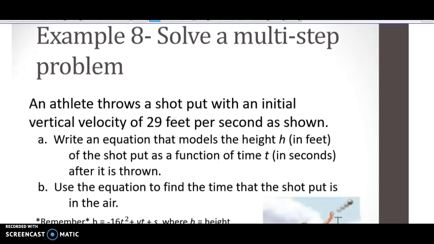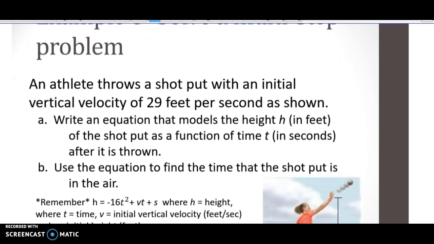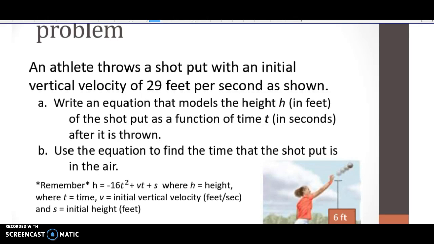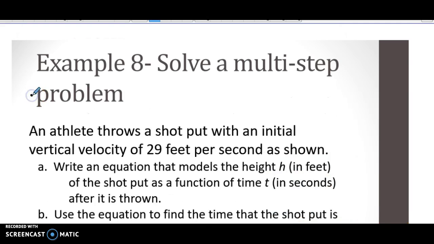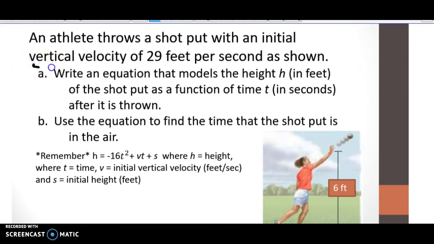And finally, if we have a multi-step problem, you've seen this equation before. We've looked at initial velocity in lots of word problems so far. We're going to write an equation that models the height, h, in feet of the shot put as a function of time, t, in seconds after it's thrown. And we have an initial vertical velocity of 29 feet per second.